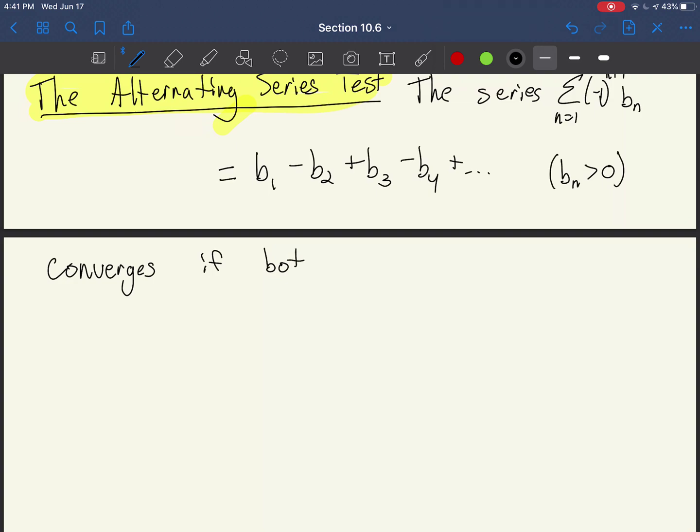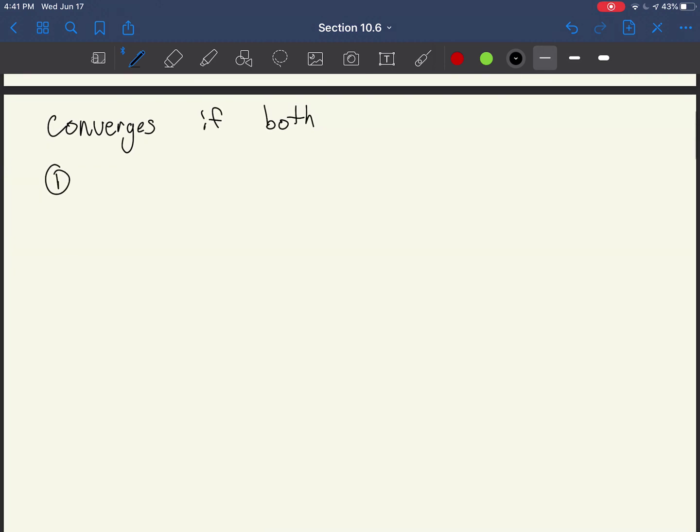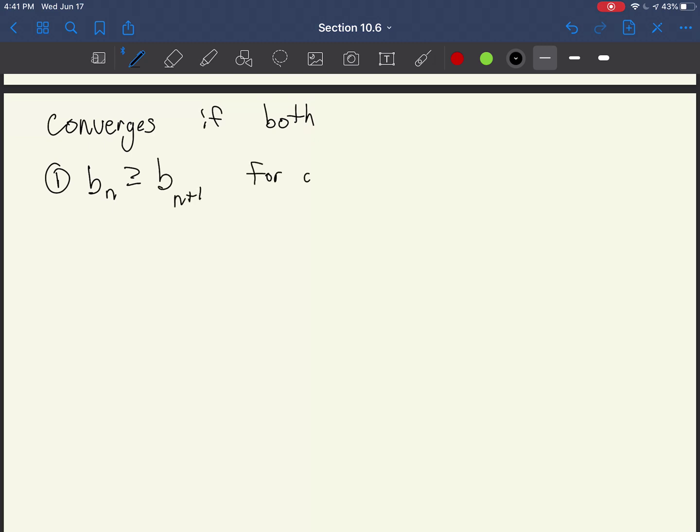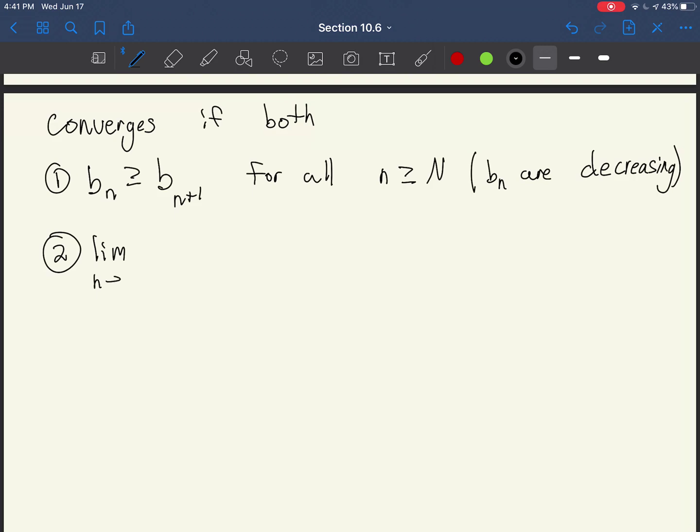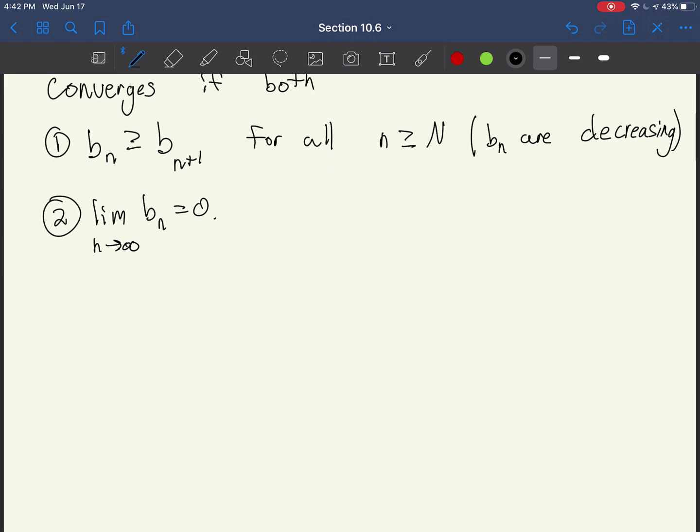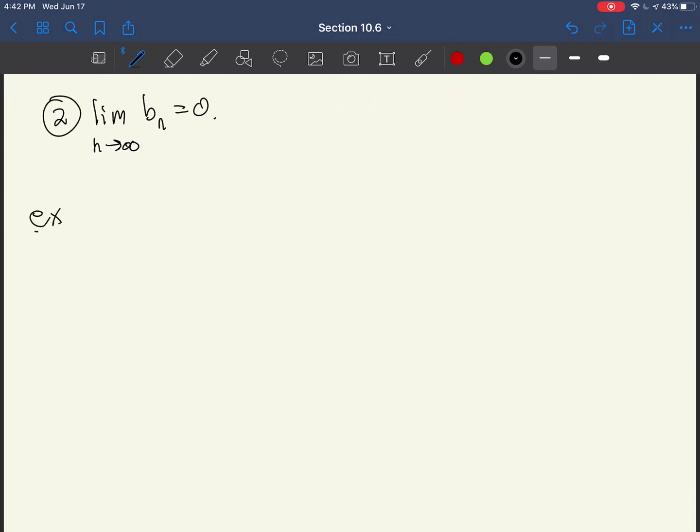Then this series converges if both 1, bn is bigger than or equal to bn plus 1 for all little n bigger than or equal to some capital N. All this is saying is that the bn are decreasing from some point on. And 2, we need that the limit as n goes to infinity of bn goes to 0. If it doesn't, then the nth term test for divergence just immediately says it diverges.